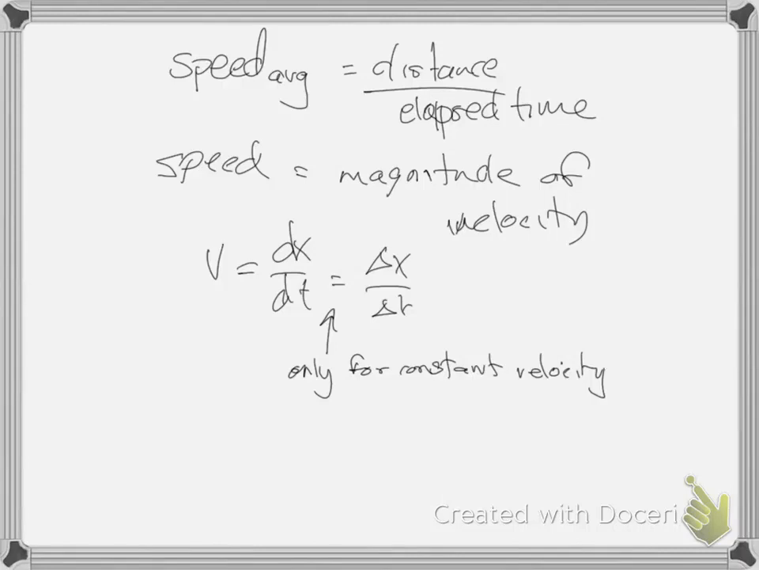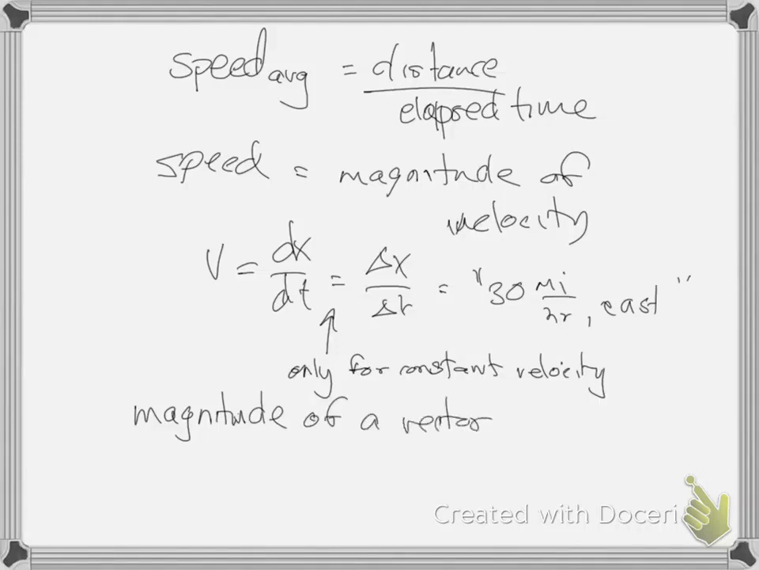But the average velocity is a vector, right? Delta x has a direction associated with it, so it's like 30 miles per hour east. The magnitude of that vector is 30 miles per hour. The magnitude of a vector is also written as the absolute value of the vector.